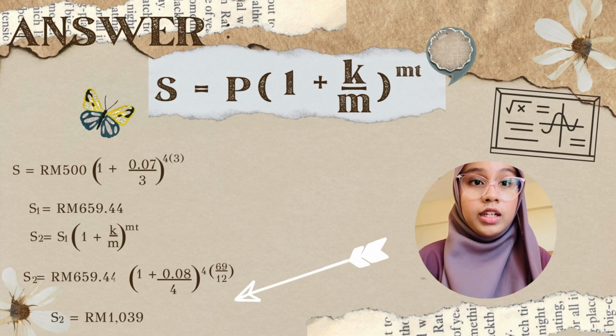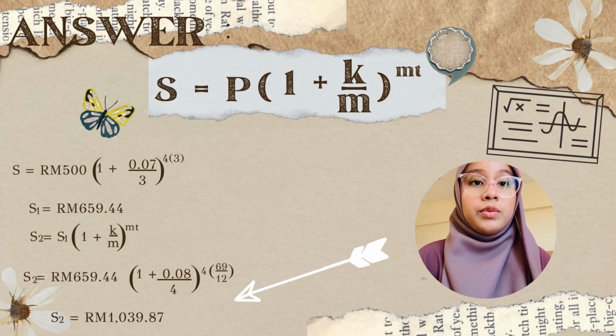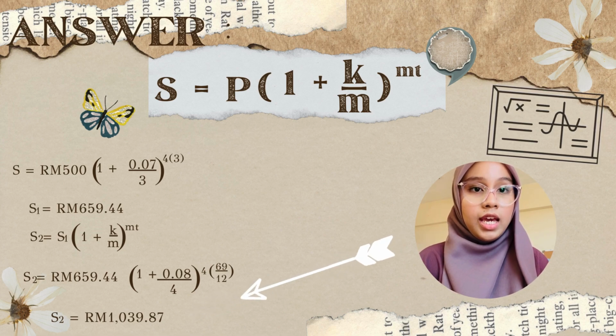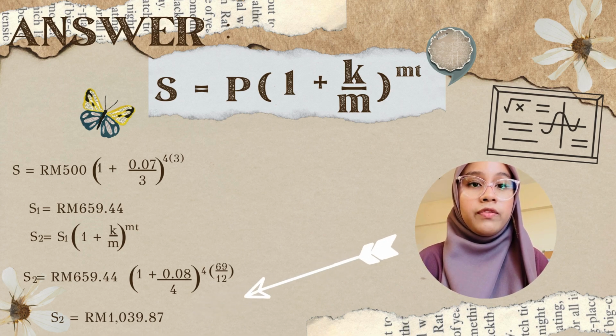To get the accumulated amount, which is S, we use this formula. S equal to P in bracket 1 plus K per M close the bracket powered by MT. S equal to RM 500 in bracket 1 plus 0.07 per 3 close the bracket powered by 4 multiplied by 3. S equal to RM 659.44. To get a new S, the previous S becomes the new P.